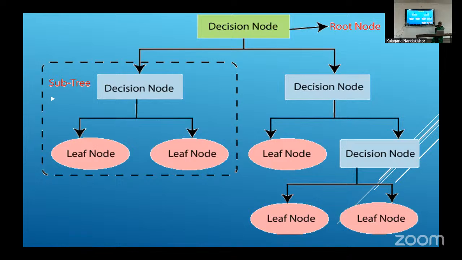Now the question is, are all child nodes leaf nodes? All child nodes are not leaf nodes. So are all leaf nodes child nodes? Yes or no? Red shirt, stand up. Are all leaf nodes child nodes? Are all child nodes leaf nodes?